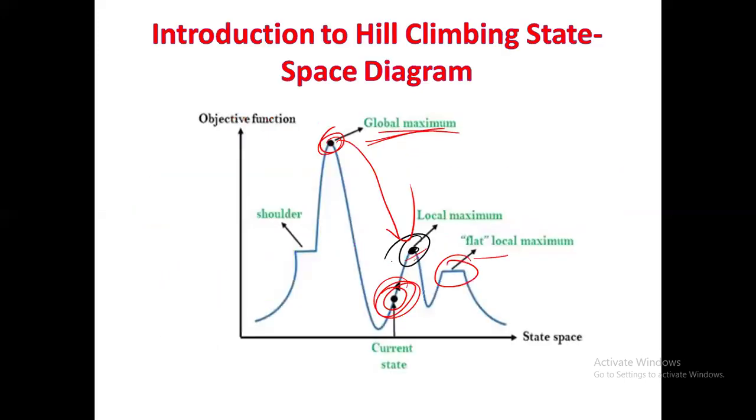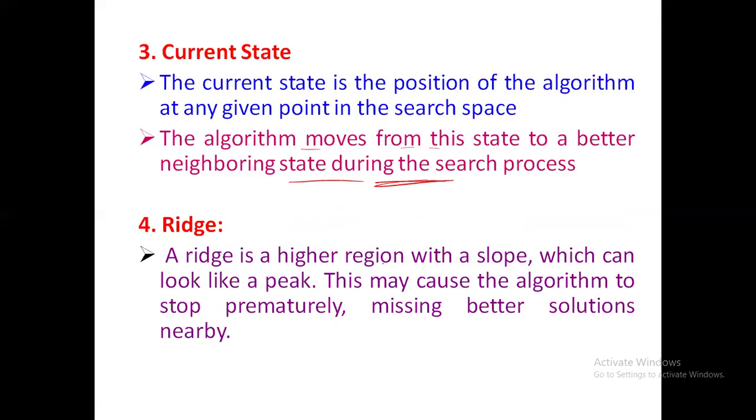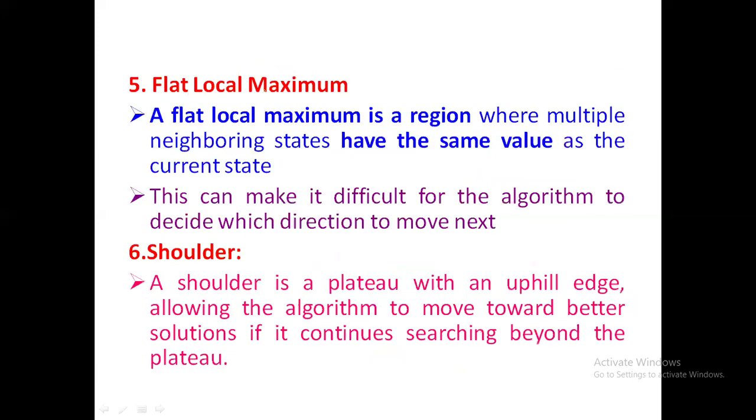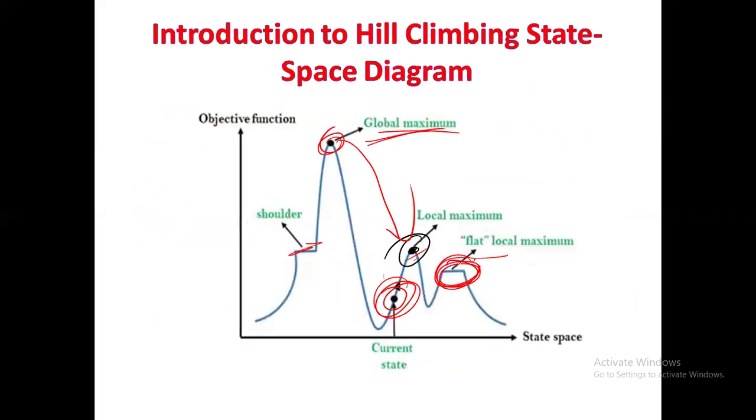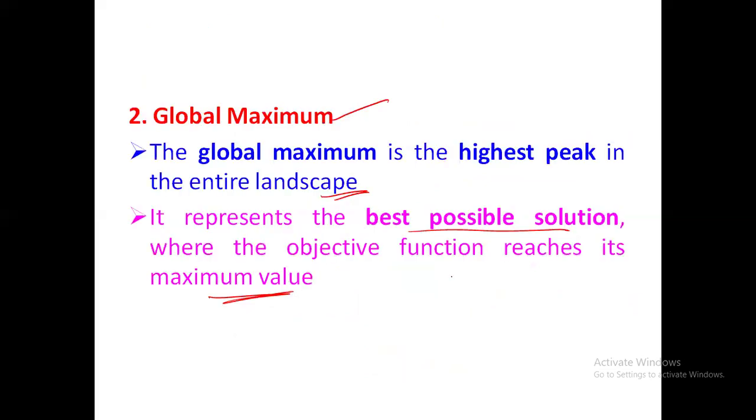Next, ridges. A ridge is a higher region in the slope which can look like a peak. This may cause the algorithm to stop prematurely, missing better solutions nearby. Next, flat local maxima. Here, this is the flat local maxima, a flat region.